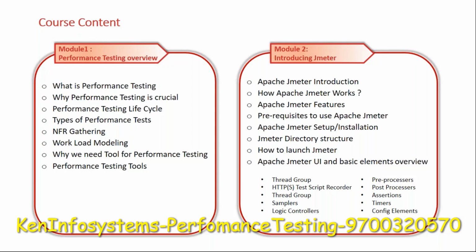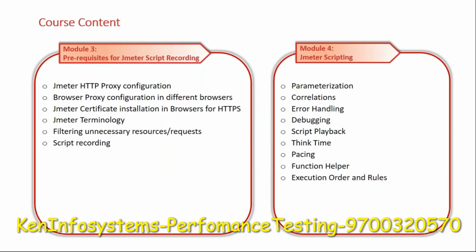Sorry, I think thread groups were written twice. Sampler, logical controllers, pre-processors, post-processors, assertions, timers, config elements. There are a lot of other elements as well. Just plan like this. So coming to module number 3, we are concentrating on prerequisites for JMeter script recording.